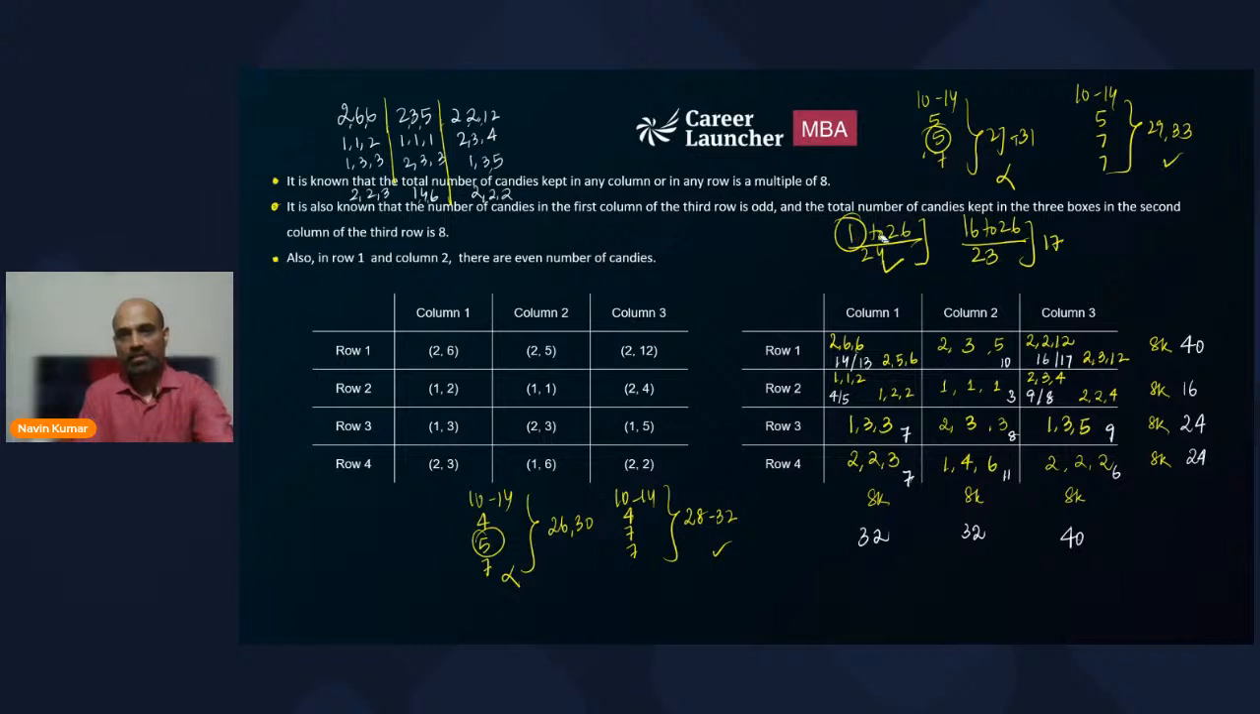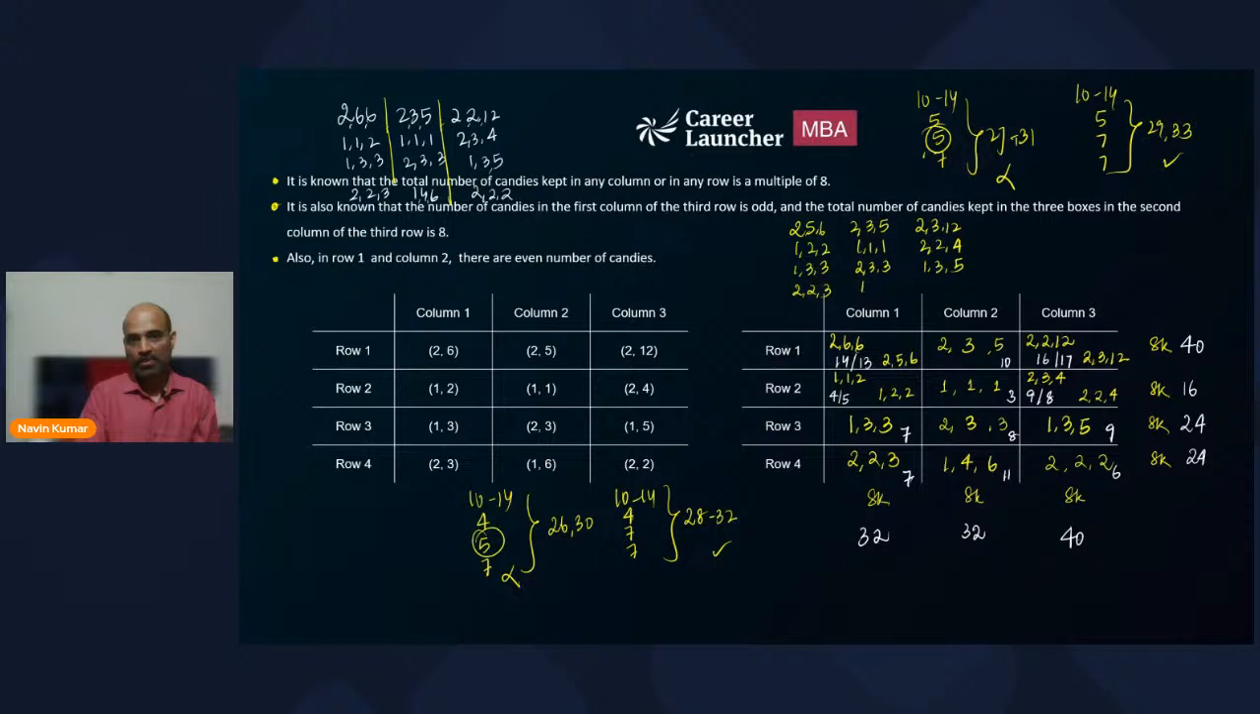Second possibility is if we take 256 instead of 266. So 256, 235. If I take 256, I will have to take 2312 there. If I take 256, I'll have to take 122 as the bottom one. Then this is 111. And then we will have 224. This is 133, 233, 135, 223, 146, 222. This is the second case.